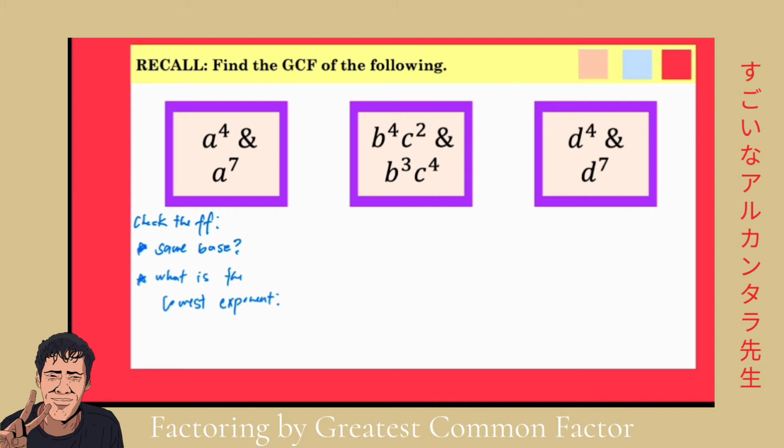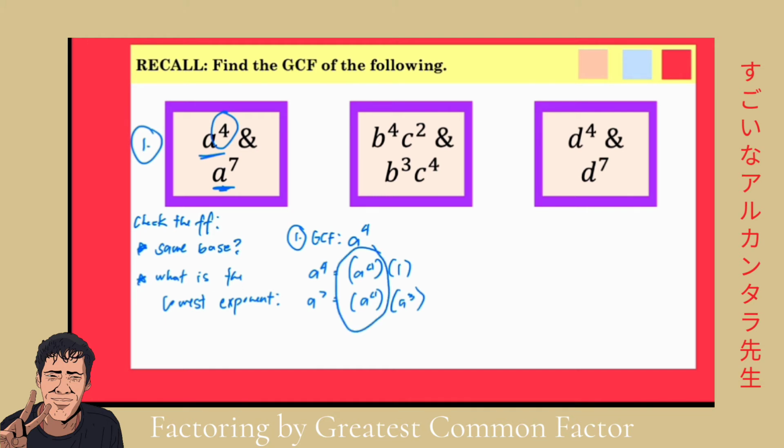So for example number 1, you have a raised to 4 and a raised to 7. They have the same base here. So the GCF for number 1 is a raised to the lowest exponent, which is 4. So the GCF is a raised to 4. The proof here, so that later on I will no longer show it, a raised to 4 can be factored as a raised to 4 times 1, while a raised to 7 can be factored as a raised to 4 times a raised to 3. And from here on out, you can already see that they both have a raised to 4 in common. So that is their GCF.